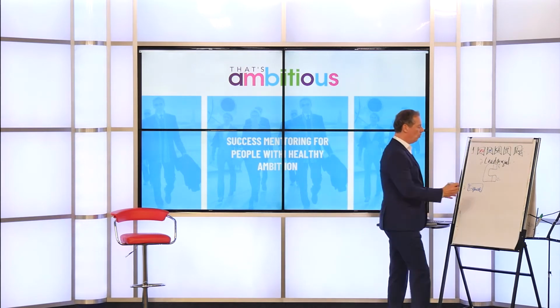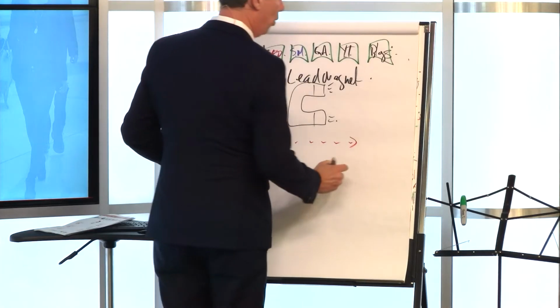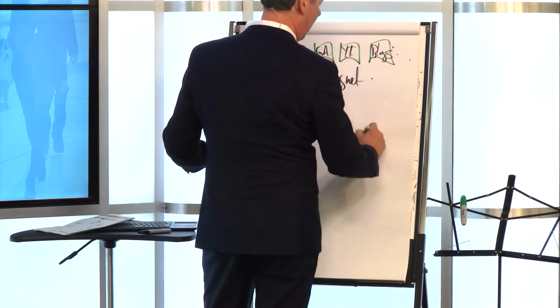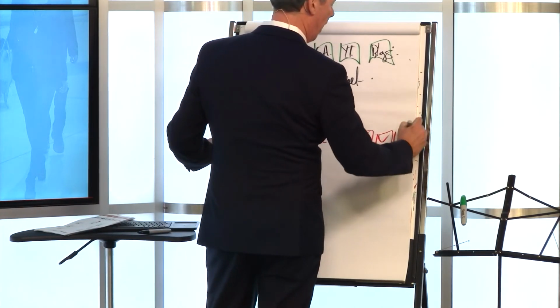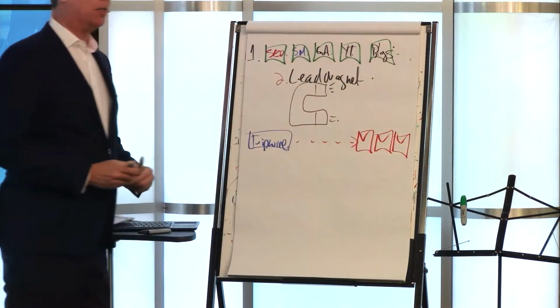And then over on the right-hand side, if they do not purchase that Tripwire, this is where automation comes in, and you're going to fire them off a series of emails until they do.